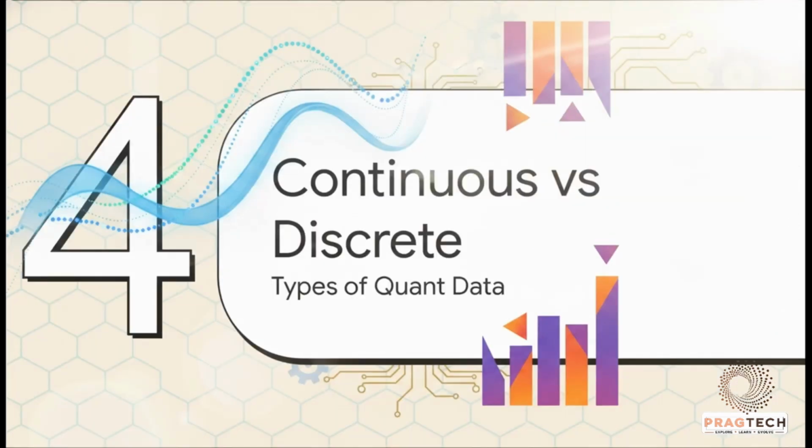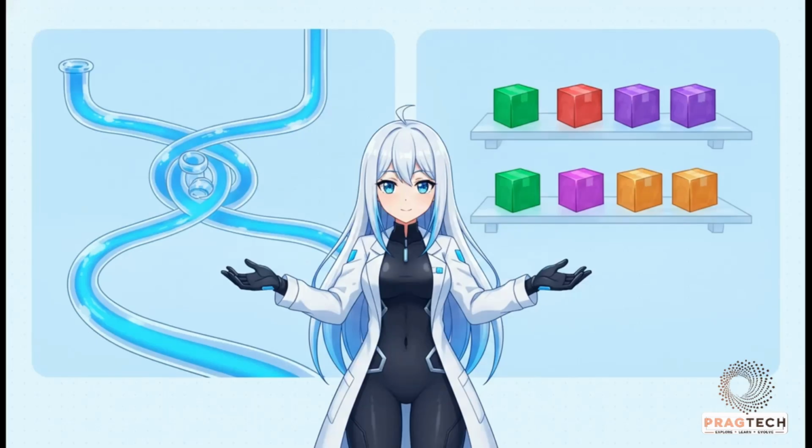Section 4. Measuring, continuous versus discrete. Let's zoom in on that quantitative number side of things, because it actually splits again into two distinct categories. First, we have continuous data. This is numerical data that isn't fixed. It can literally take any value between two numbers. Then we have discrete data. This involves finite, fixed numbers that cannot be divided into smaller parts. Think integers or whole numbers.